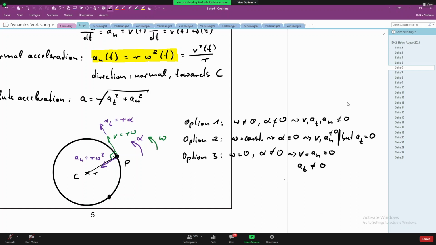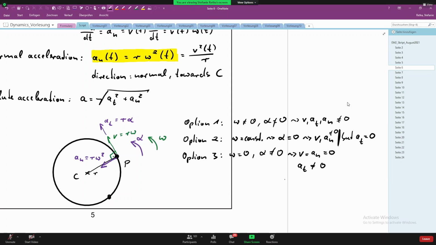Another question. Is the AN, the normal acceleration, could it be also outwards, or is it always towards the center? No, always towards the center. And does it have something to do with that centripetal force? Yes, exactly. When we come to the forces, we will discuss this as well. But it keeps the point mass on the path.